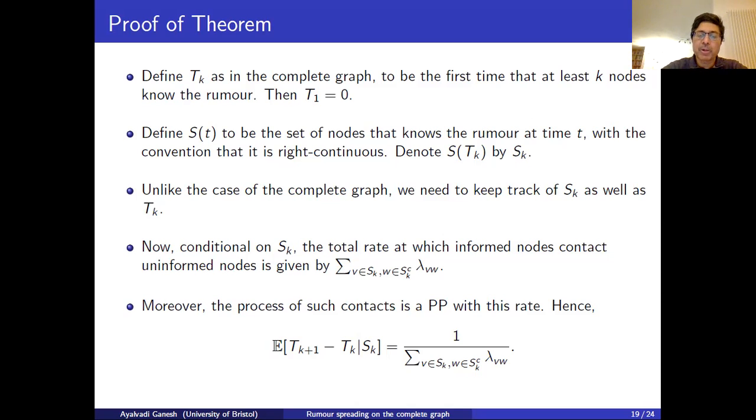In studying Rumour spreading on the complete graph, we didn't care which set of nodes knew the Rumour at time Tk, right? Because by the symmetry in the problem, it didn't matter. Any set of k nodes was just like any other subset of k nodes. But for arbitrary graphs, that's not true. The sets are different, and how much longer it takes for one more node to learn the Rumour is going to very much depend on what the set Sk is. It could be very different for different possible sets Sk.